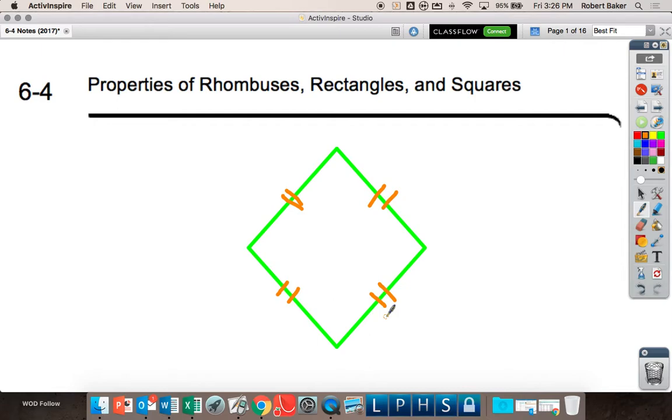But because it is a rhombus, it has its own specific properties. That's a horrible shape and we should get rid of it. Man, some of you guys are already checked out, right? This is a lot of stuff.